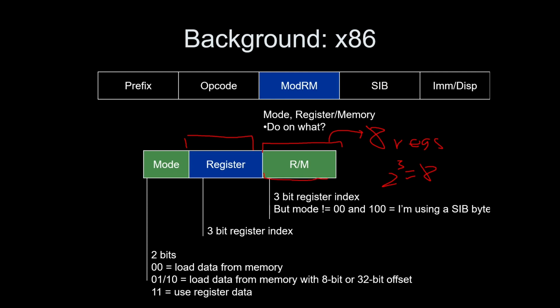hey, I'm going to address memory with this. So this could either be directly using the address in a register to access memory, or it can be like using this register plus a small immediate that you can put at the end. But you can also do more complex things with that. If you use a special value here, 100, which would be ESP, but if you can't actually directly specify ESP here, then you are saying, I am going to use an extra byte.